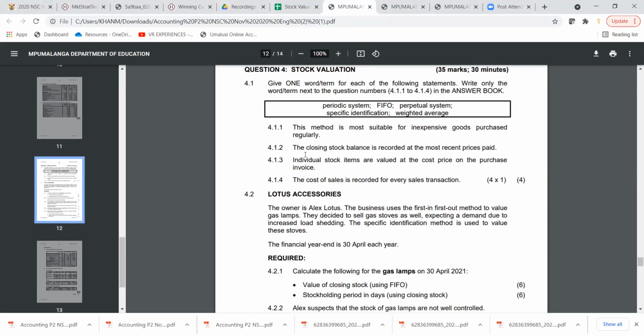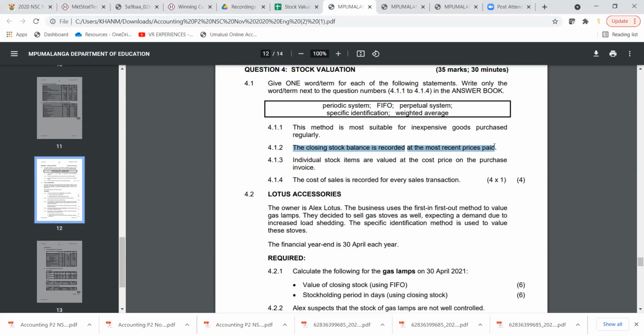Okay, then they say, 4.1.2, the closing stock balance is recorded at the most recent prices paid. So remember, with FIFO, closing stock is calculated using the last purchases. So that is the most recent prices paid. Okay, so this one is FIFO. Closing stock is recorded at the most recent prices paid.